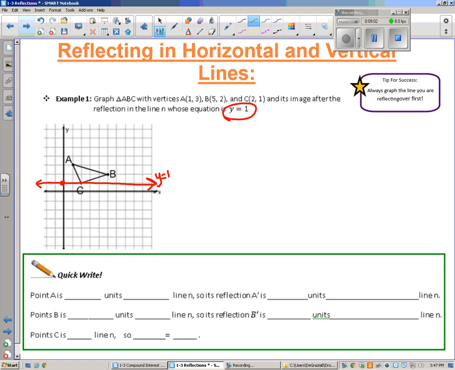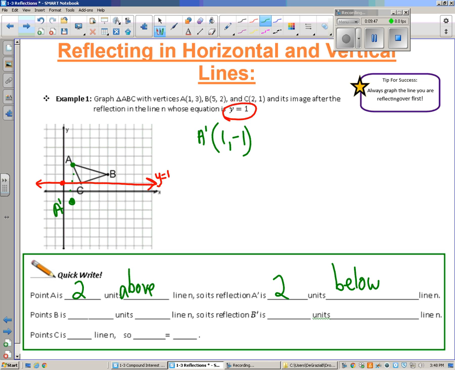So what I'm going to do point for point is figure out how far each vertex is from the line of reflection. Let's start with point A. A, as you can see, is 2 units above the line y equals 1. So we can actually fill this in right at the same time. Point A is 2 units above line N, so its reflection is going to be 2 units below line N. So I'm going to go 1, 2 down, and plot it, A prime. Once you plot it, you also want to state the coordinates on the side, nice and neat. So we have the point (1, -1), and we can continue on.